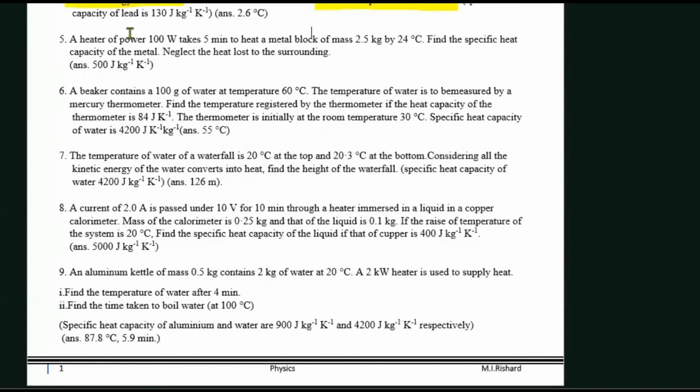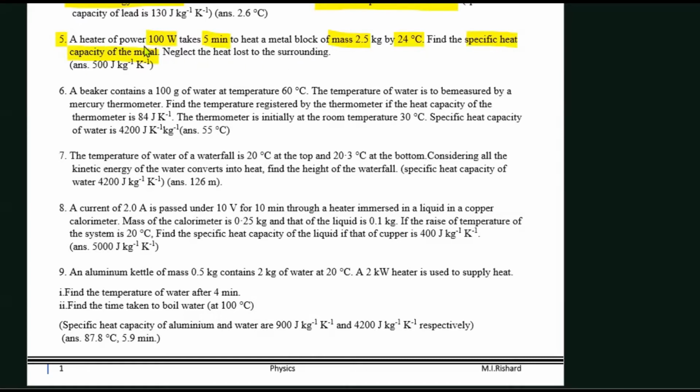Okay, fine. So let us discuss the fifth question as well. In the fifth question, they're saying a heater of power 100 watts takes 5 minutes to heat a metal block of mass 2.5 kilograms by 24 degrees Celsius. Find the specific heat capacity of the metal. They're asking us to find the specific heat capacity of the metal, and they have also said to neglect the heat loss to the surroundings.